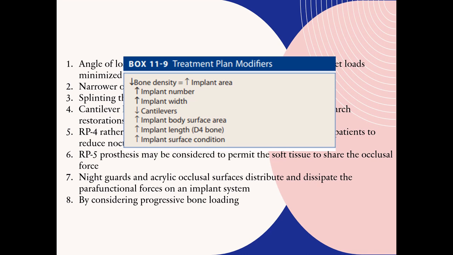So D4 bone benefits from relatively longer implants for initial fixation and early loading compared to other bone densities. This is because the stress strain transfer of occlusal forces extends farther down the implant body. So 12 to 15 millimeter long implants are suggested in case of D4 bone. And finally, improving the implant surface condition, that is coatings or surface modifications, can increase the bone implant contact percentage and therefore increase the functional surface area, reducing the stress to the bone. So these are the treatment plan modifiers in case of decreased bone density by Misch.